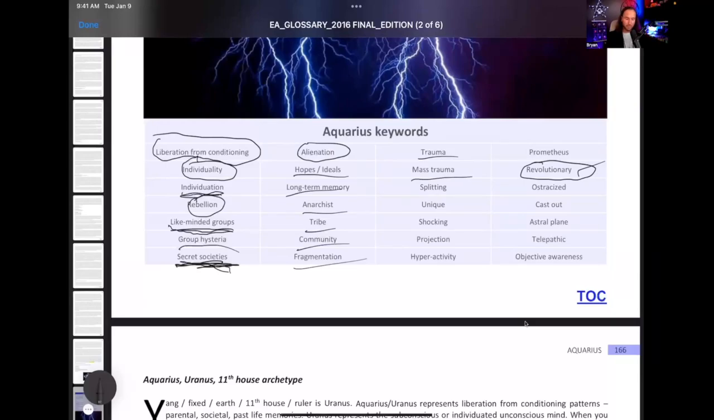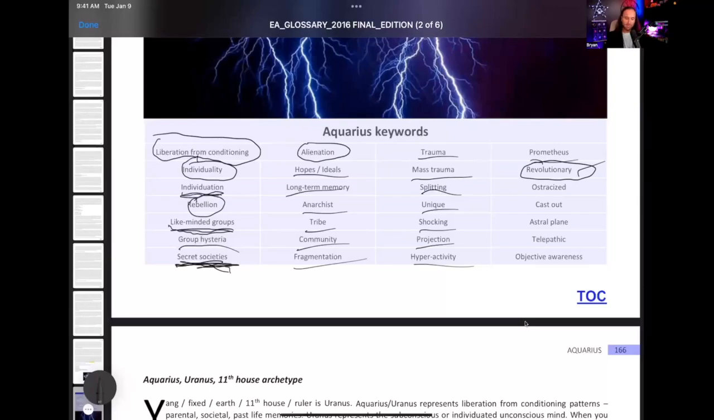Mass trauma, oh boy. If Uranus does rule the people, it's the people having to go through quick acceleration and change too. And that can feel very traumatic. A splitting, very interesting, unique, very shocking. The projection. Hyperactivity. There's something too, it's just the nervous system. There's always something firing. There's always this intellect that's moving. And it can be shocking what comes up when you start to channel what that can be.